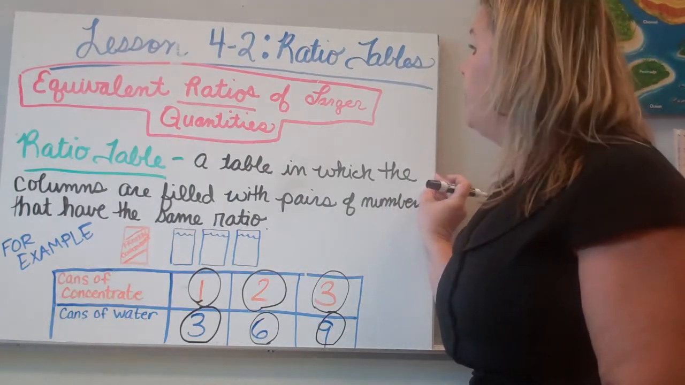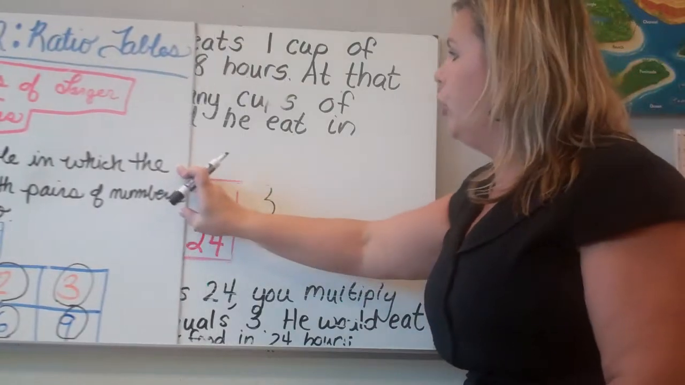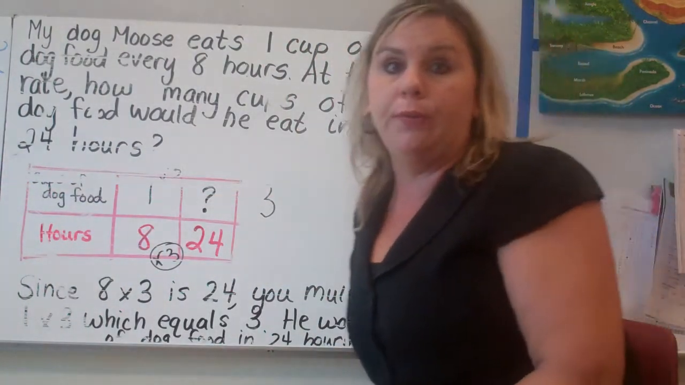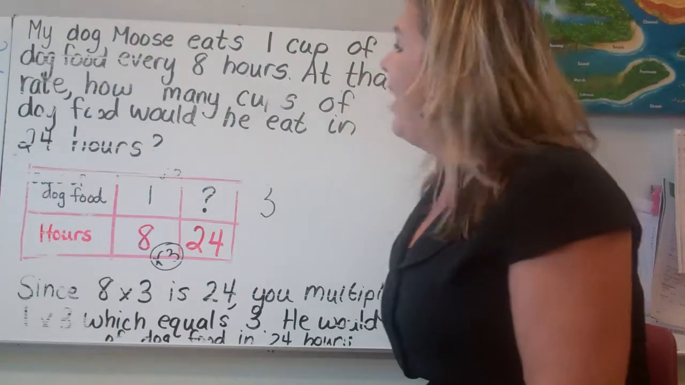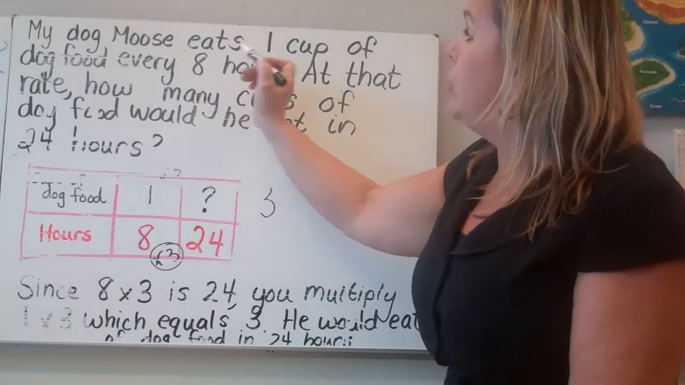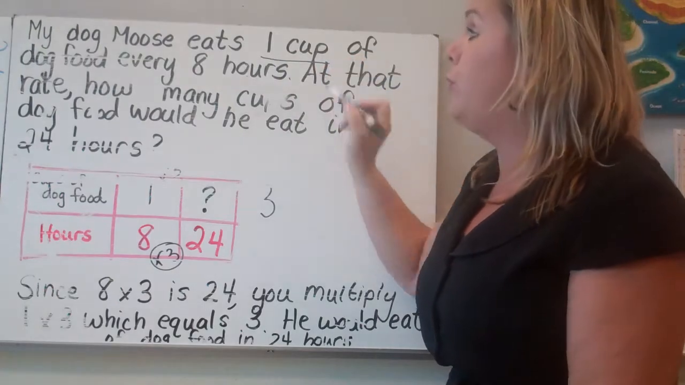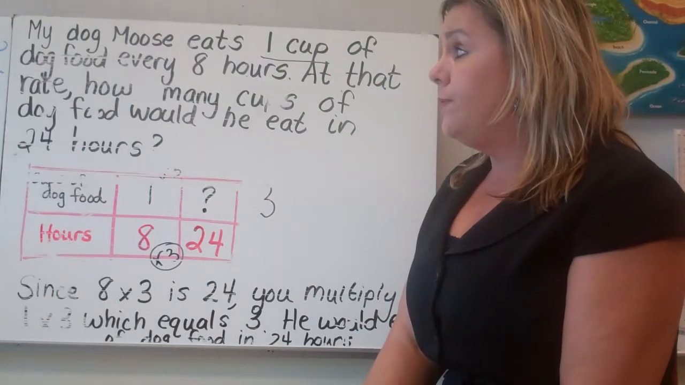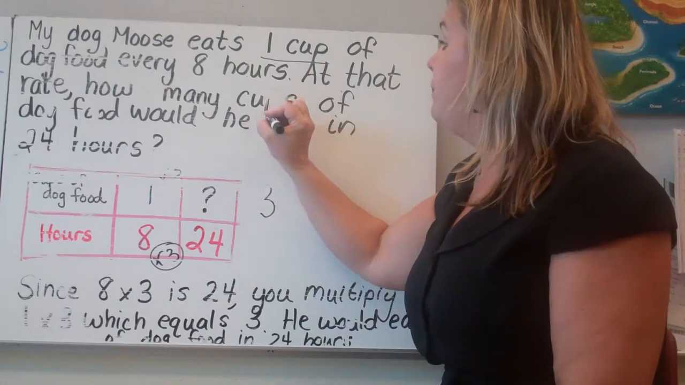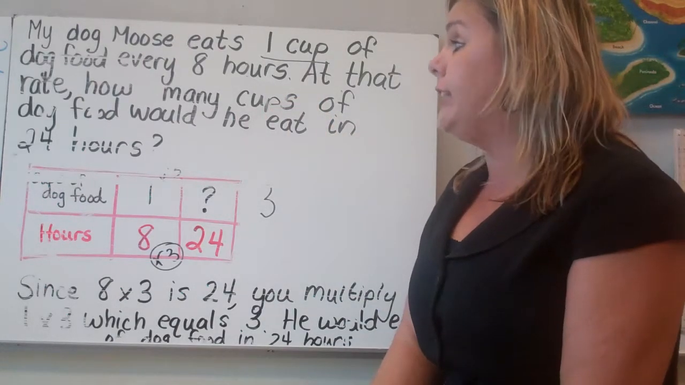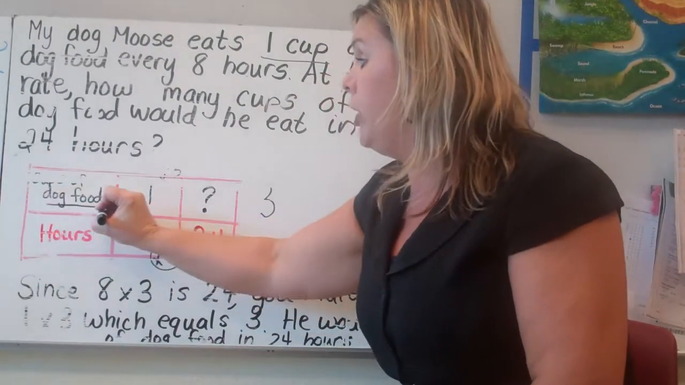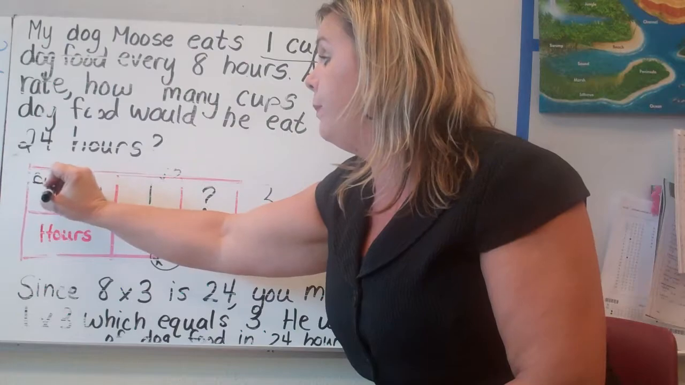Let's take another look. You all have heard of my little dog Moose. He eats a lot of food for a Dachshund. So my dog Moose eats 1 cup of dog food every 8 hours. At that rate, how many cups of dog food would he eat in 24 hours? Well, here we have our dog food here, and this is cups.